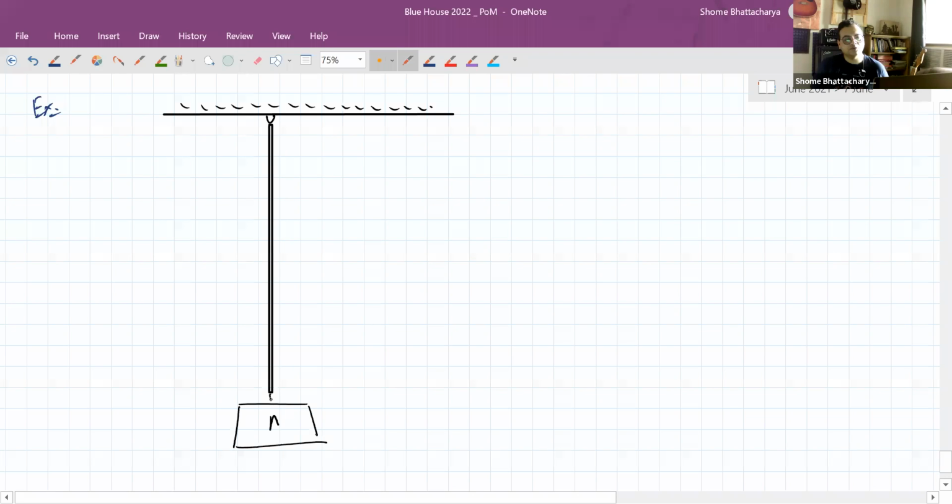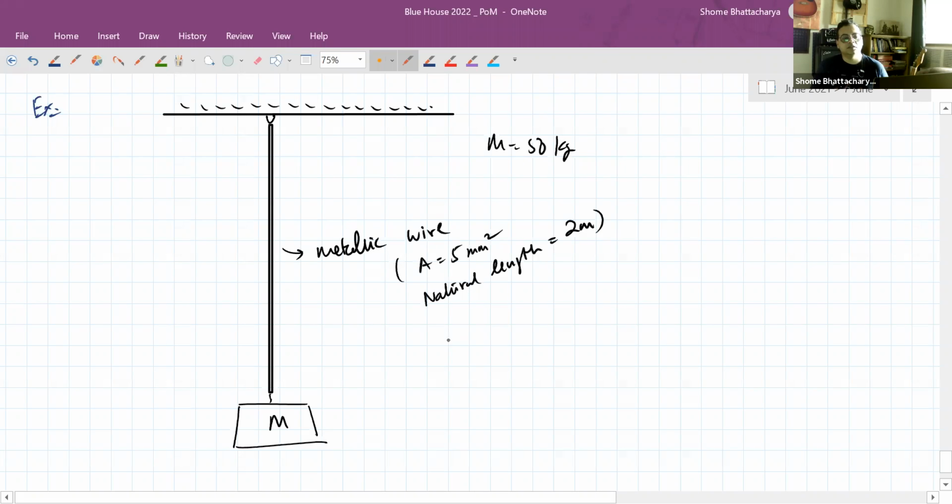So let's take that example only, where we've taken the mass to be 50 kg. Now let's say this is a metallic wire. It has a uniform cross section of 5 millimeters square, and it has a natural length of, let's say, 2 meters. And the Young's modulus of the metal is, let us say, 3 into 10 raised to power 11 Newton per meter square. So in this case, it will be in an elongated state.